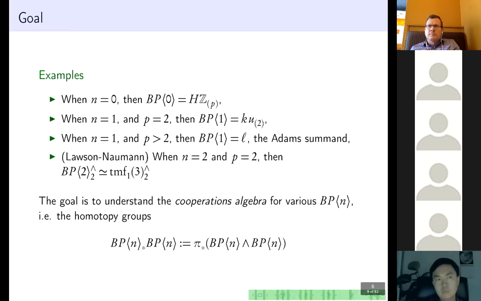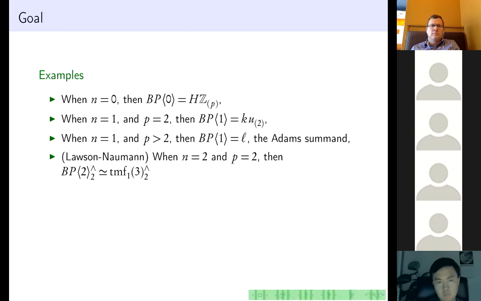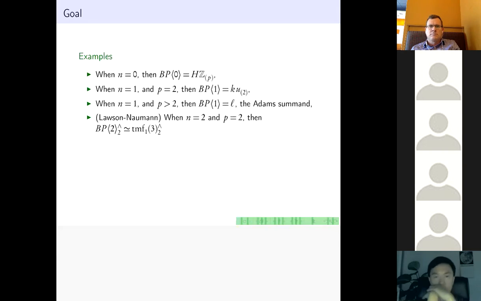Here's another example of a truncated Brown-Petersen spectrum, proved by Lawson and Naumann. When n is equal to 2 and p is equal to 2, they constructed the spectrum of topological modular forms of level Γ_1(3). One of the things you can show is that this spectrum is the same thing as the second truncated Brown-Petersen spectrum at the prime 2.